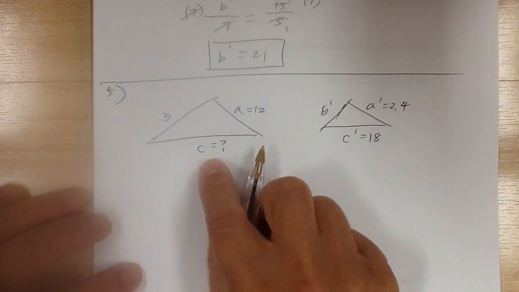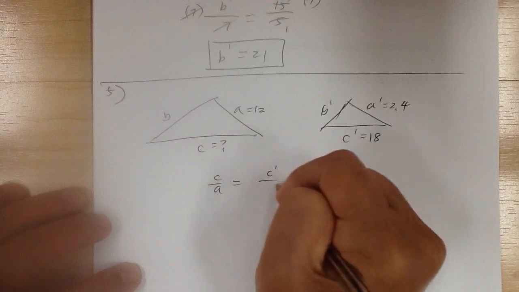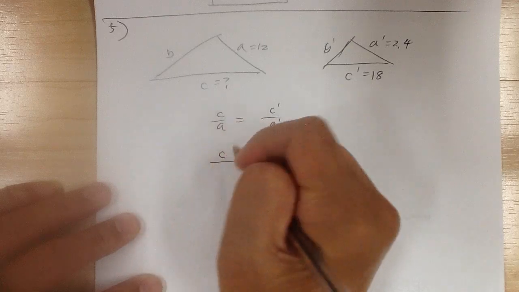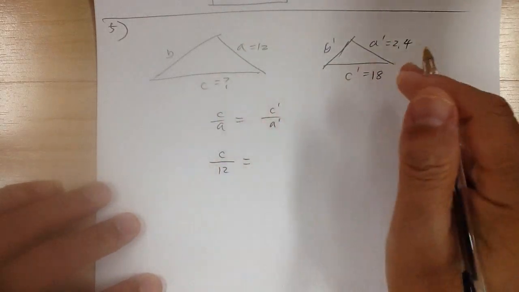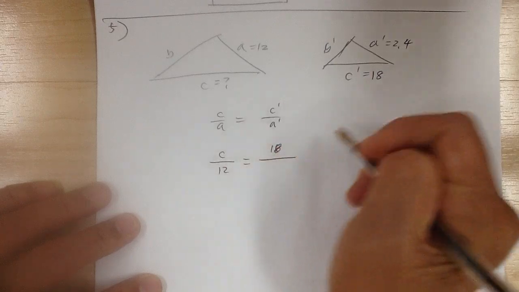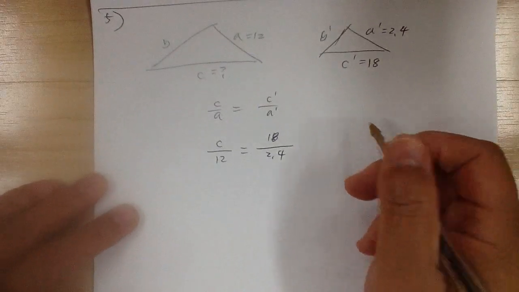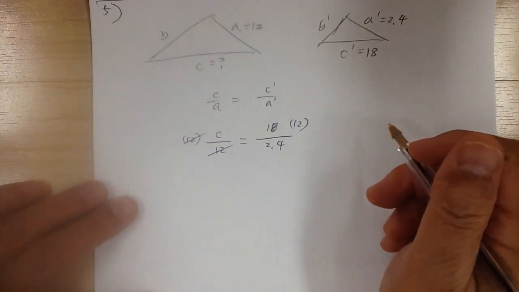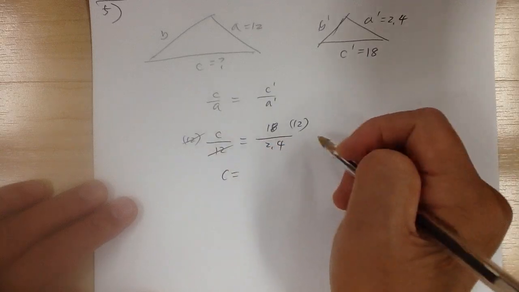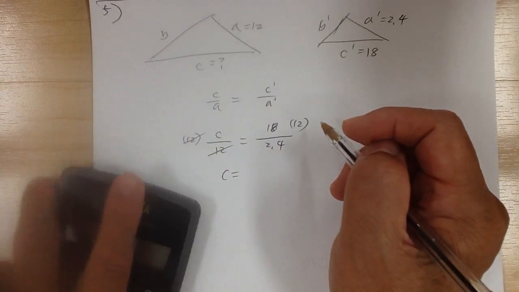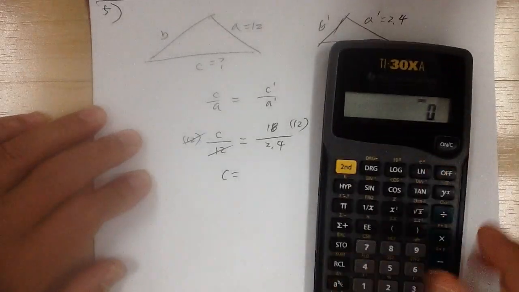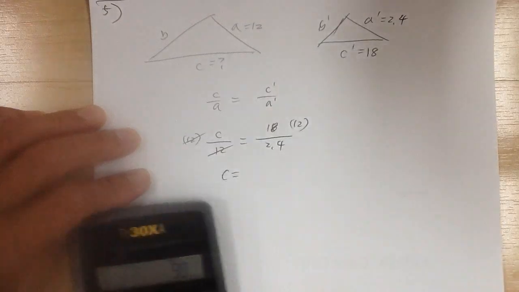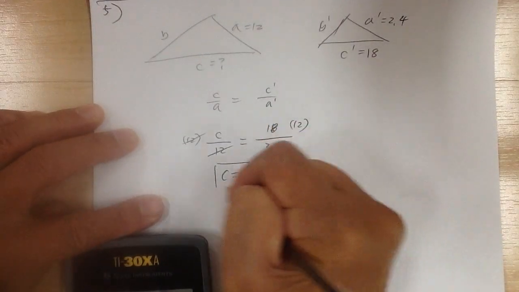So looking for C, it's going to be C over A equal to C prime over A prime. As long as you match it up, you'll be fine. So substitute: C over 12 equals 18 over 2.4. Then to solve for C, you multiply by 12, so this will cancel out. Now you can work it out, and you can use your calculator if you want to. So you're going to get 18 times 12 divided by 2.4 equals 90.